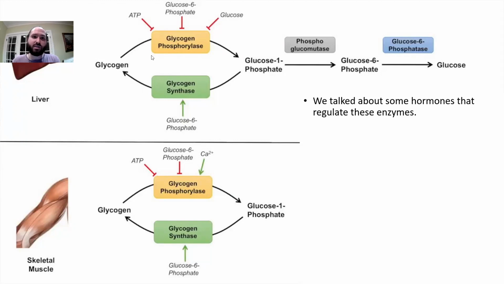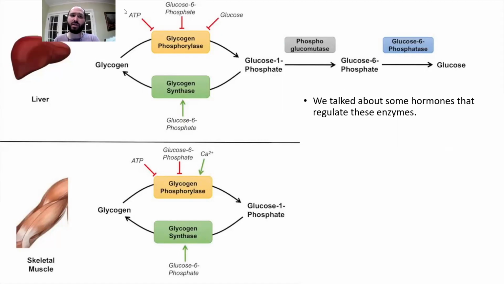Why would it make sense that ATP would inhibit glycogen phosphorylase? Because if we have ATP, what? If we have abundant ATP, do we need to break down more glycogen into glucose? Probably don't, right? If we have abundant ATP, we don't need to make more glucose. So that would make sense. Same with glucose 6 phosphate, same with glucose. We have a lot of glucose, we don't want to be hydrolyzing glycogen down to glucose. These should make a fair amount of sense.